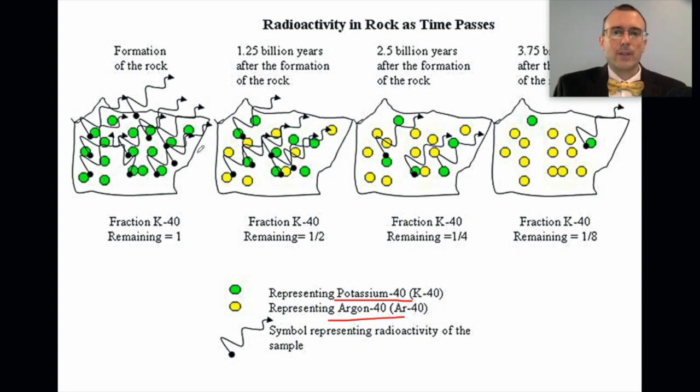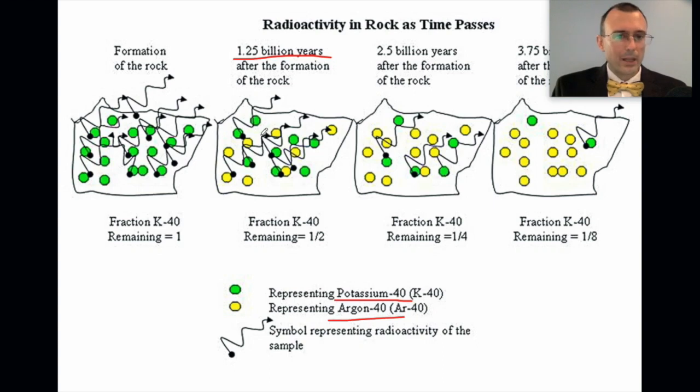The half-life of potassium 40 is 1.25 billion years. So after one half-life of 1.25 billion years, you're going to get half of this potassium 40 turning into argon 40. You can see that represented by the green ones, which represent potassium 40, and the yellow ones, which represent argon 40, and we now have about 50-50 potassium 40 and argon 40.